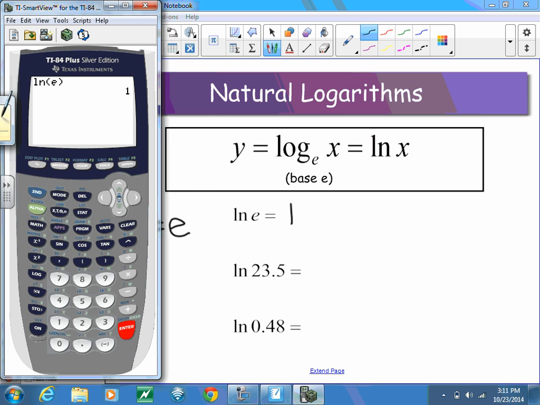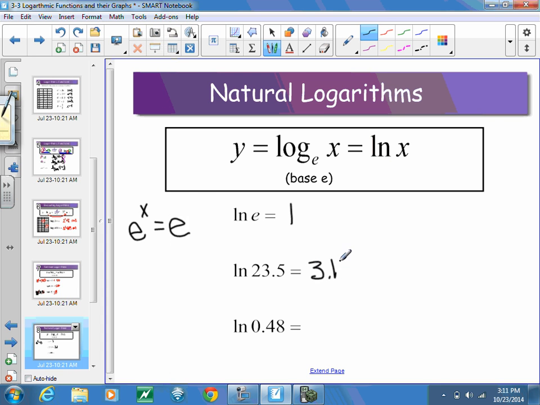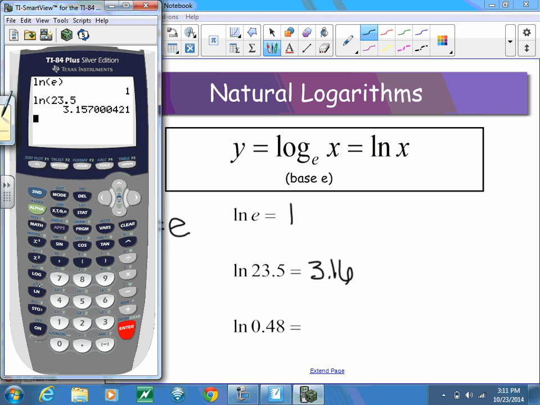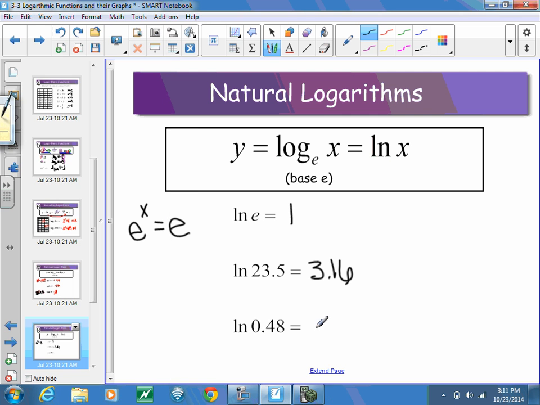If I take the natural log of 23.5, we get 3.16. And then if I take the natural log of 0.48, we end up with negative 0.73. And there's our ways of calculating these on our calculator.